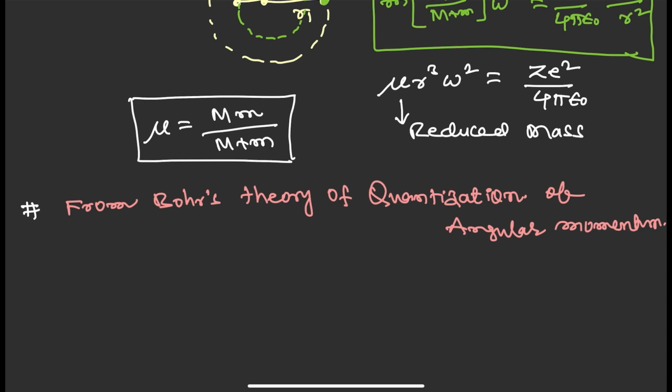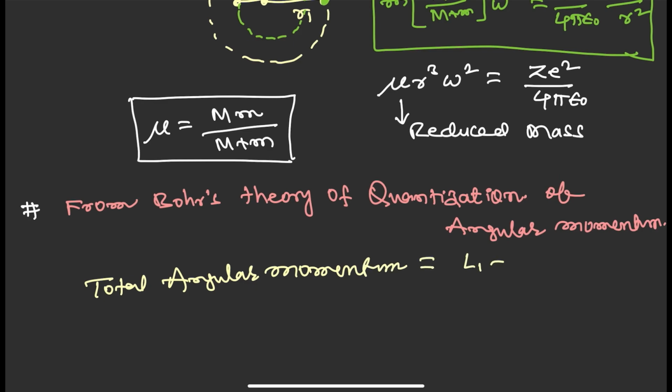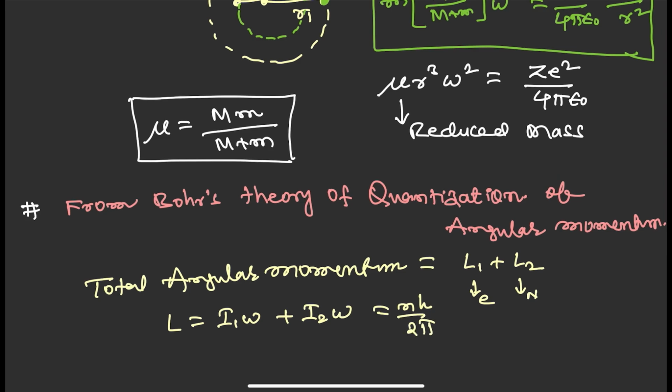The total angular momentum is what? We can write it as this. Total angular momentum L is equal to L1 plus L2. One is due to the electron, one is due to the nucleus. So L is equal to I1 omega plus I2 omega, since both of them have the same angular velocity. So this is equal to nh by 2 pi. I1 omega plus I2 omega is equal to nh by 2 pi.